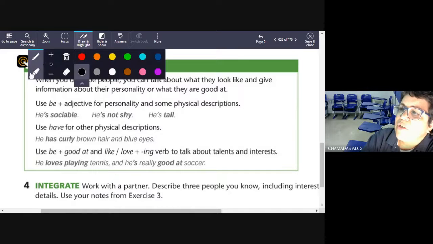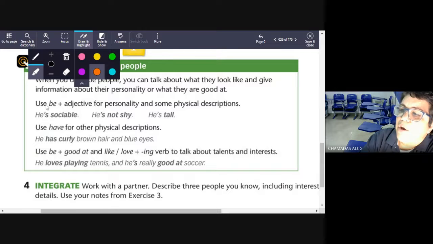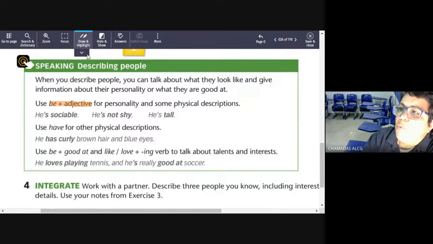So here we have the verb to be. Be plus adjective. This is the first way we can describe someone. Example, he's sociable, he's not shy, he's tall, okay?